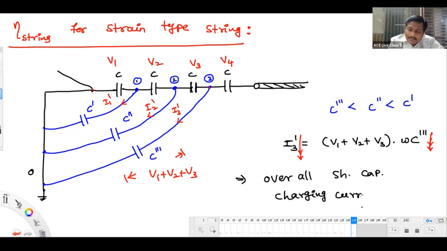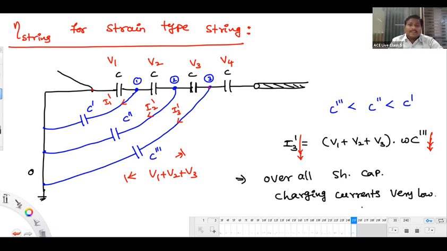Charging currents are very low. So if that is the case, how is your string efficiency? Anybody, please tell me. How is the string efficiency of the string?